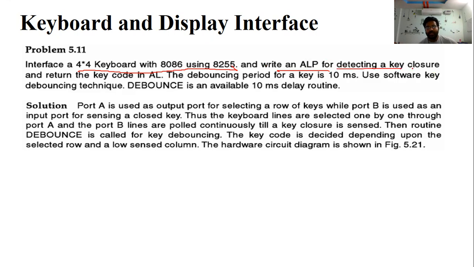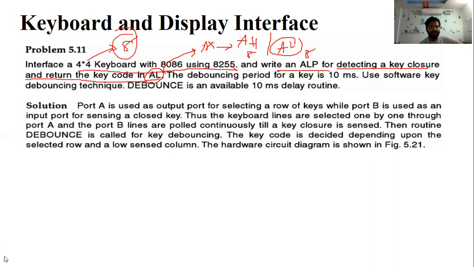For detecting key closure and return to the key code in AL. AL here means the AX register is divided into the accumulator AH and AL. That is 8 bits, so 8 bits are sufficient. For a 4x4 keyboard, 8 lines are sufficient to connect.